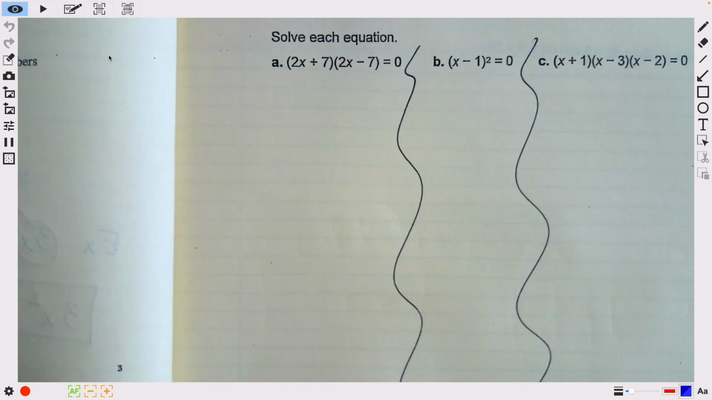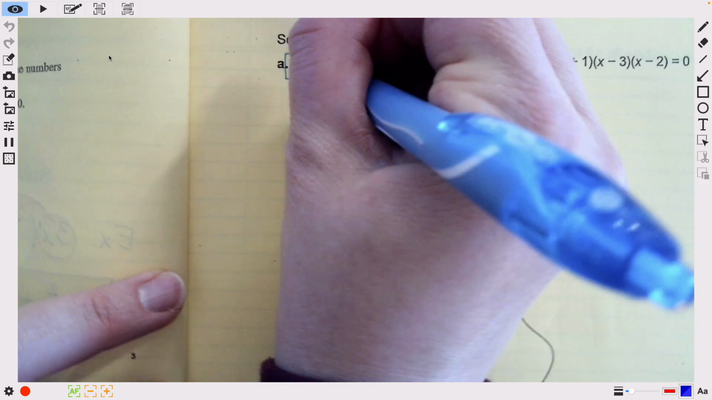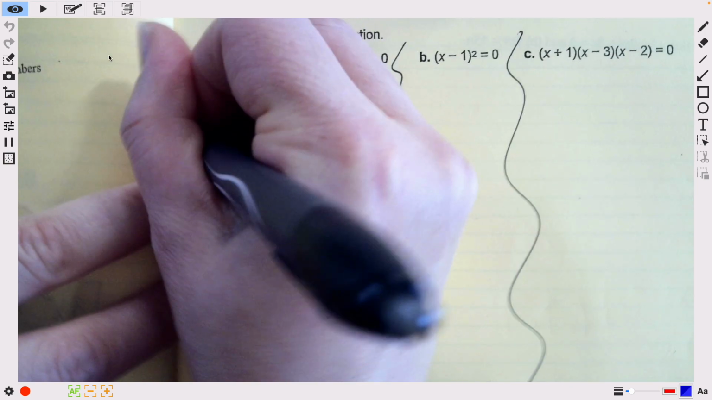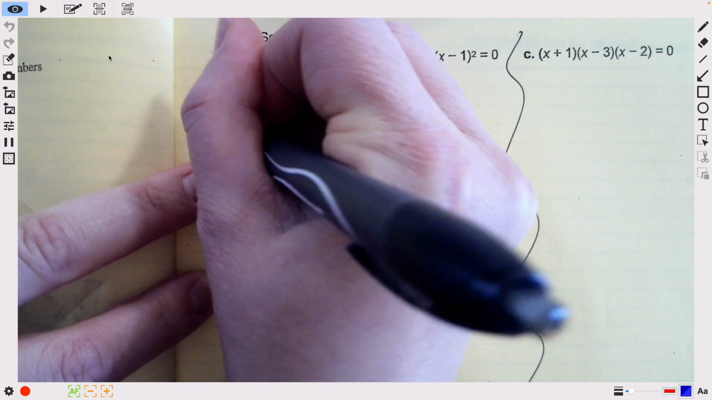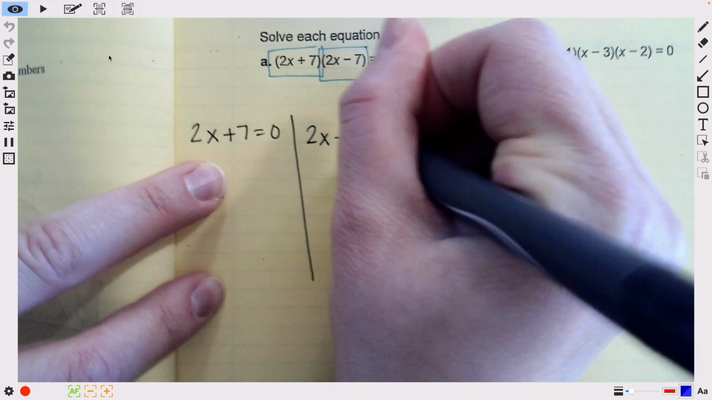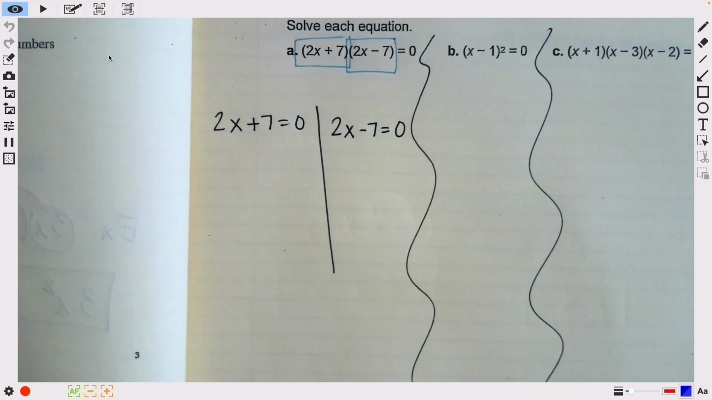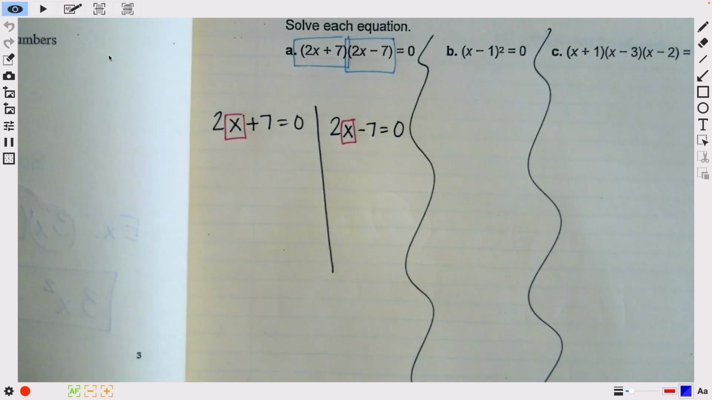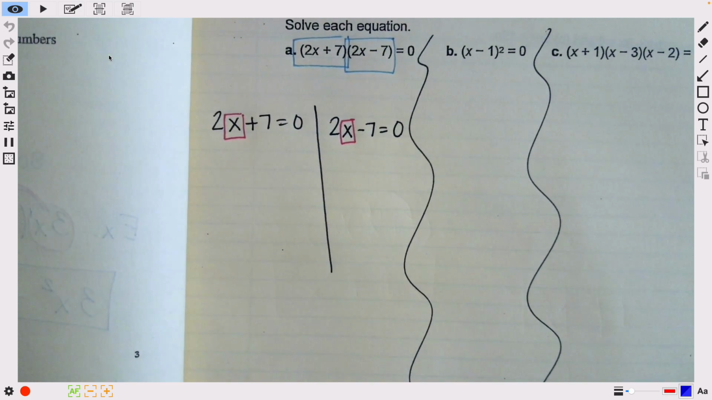So the first one, again, is already factored for us. So we're just going to take each factor. They are different. They look very similar, but they are different. So we're going to take each factor and set it equal to 0. So we have 2x plus 7 equals 0, or 2x minus 7 equals 0. Okay, it's a two-step equation.